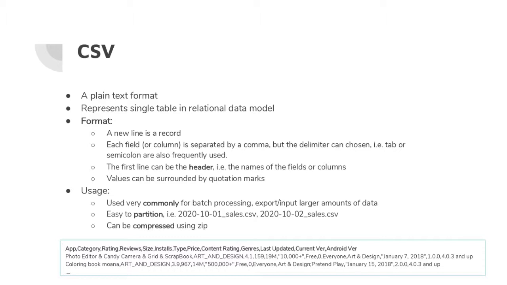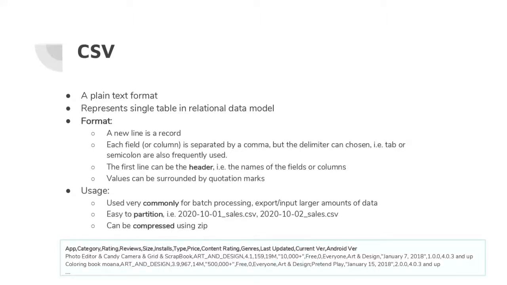So the first one is CSV. It's a plain text format. I showed you the example before. Here's a small example below. Basically, you represent a single table from the relational data model. Each new line is a record. The first line is the header, so it has the names of every column.